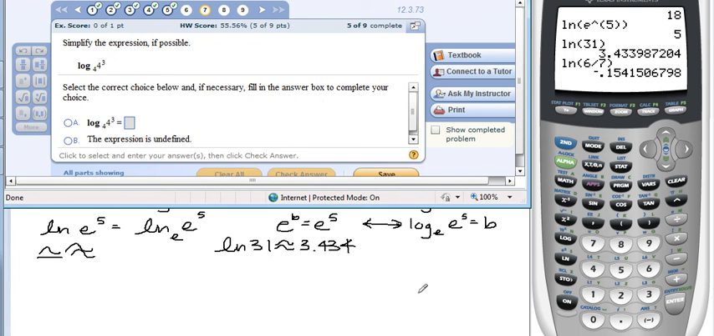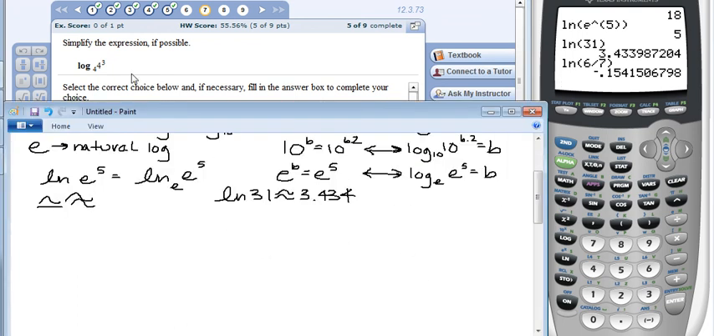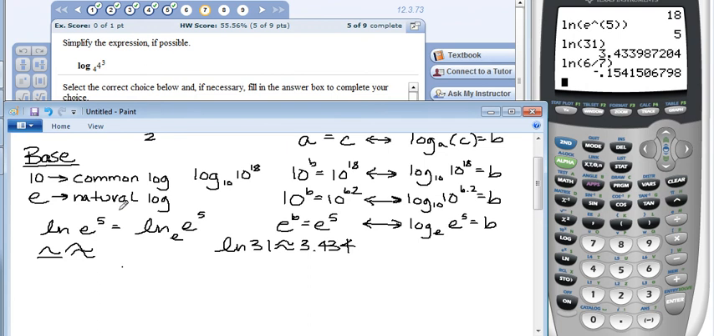What's my base? 4, right? This is not a common log or a natural log. And I don't have any other buttons other than a log to the base of 10 and a log to the base of e. Here I have a log of the base to 4. So I have to go about it this way. Okay, so that's why I've been showing you how to convert.